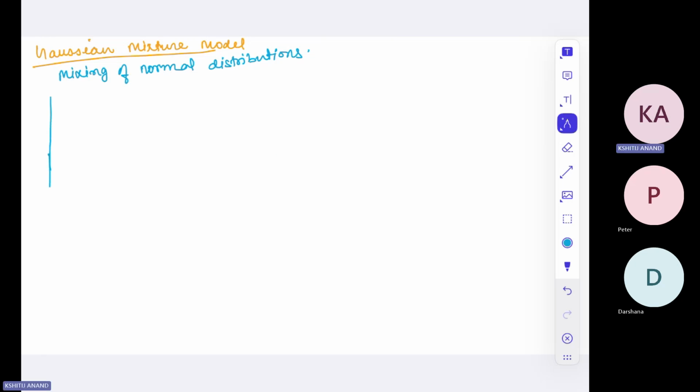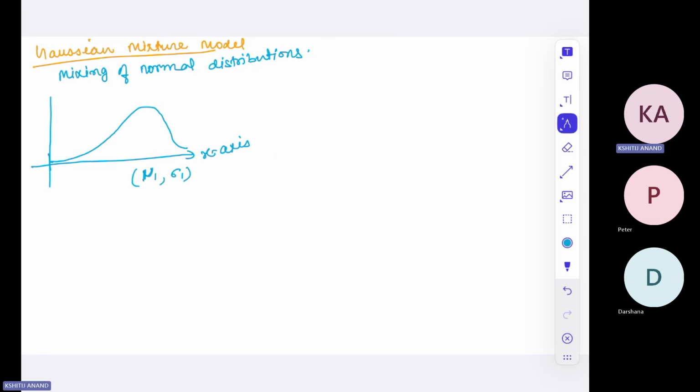You have the x-axis, and you have a certain normal distribution. It will have a certain mean. Since the values are on the x-axis, let us just assume we have a univariate normal distribution. So we have mu1 and its standard deviation, let us say sigma 1.